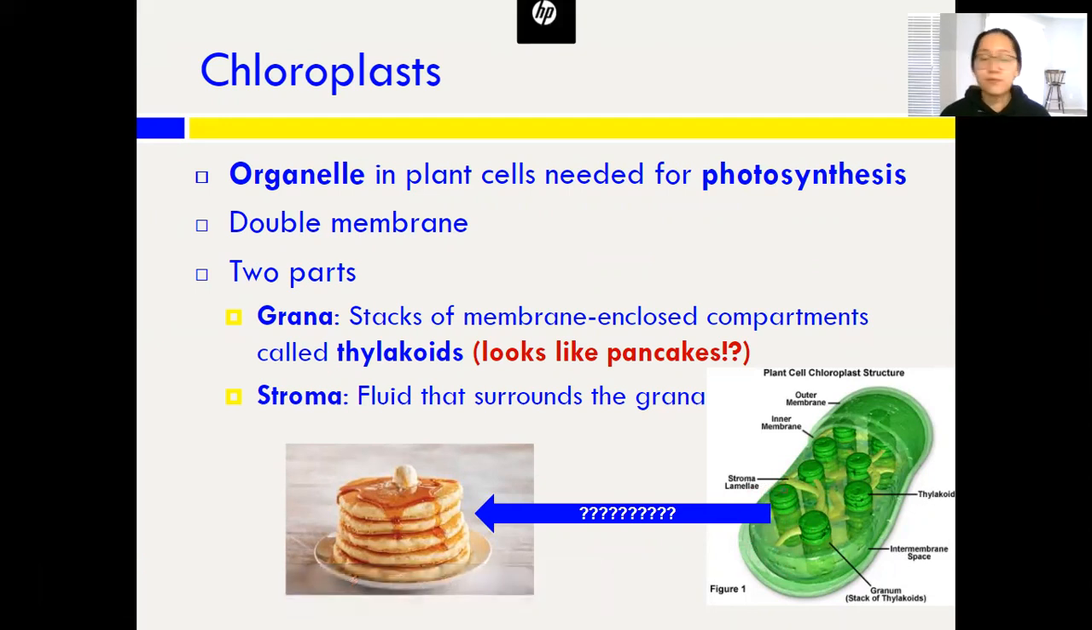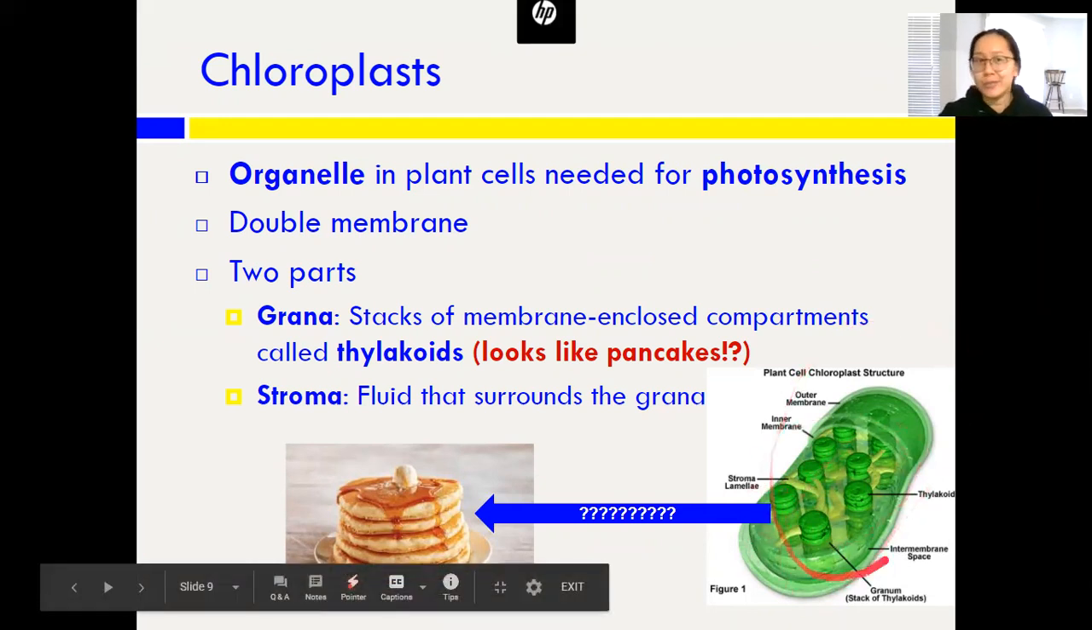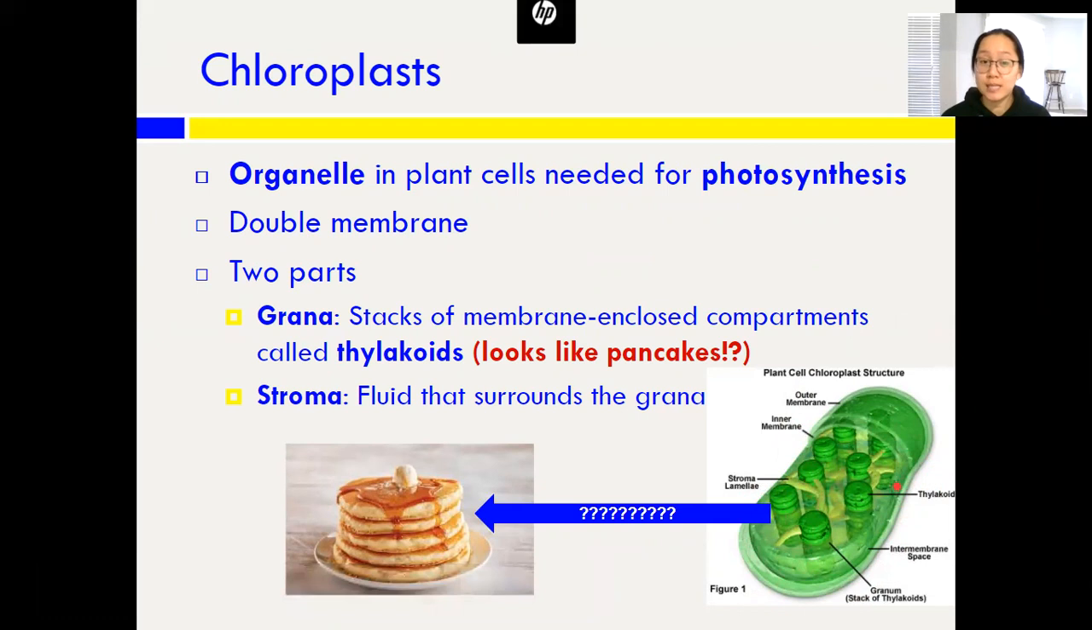Stroma is just the fluid inside of this little jelly bean of a chloroplast. All this inside isn't just empty air. It's got a fluid, kind of like how the cell is filled with cytoplasm. Chloroplasts are filled with stroma. Okay, you don't actually need to really know these details, but if you see a little jelly bean organelle inside of a cell and it's got pancake stacks inside of it, you should automatically know that that's a chloroplast. So pancakes are chloroplasts.